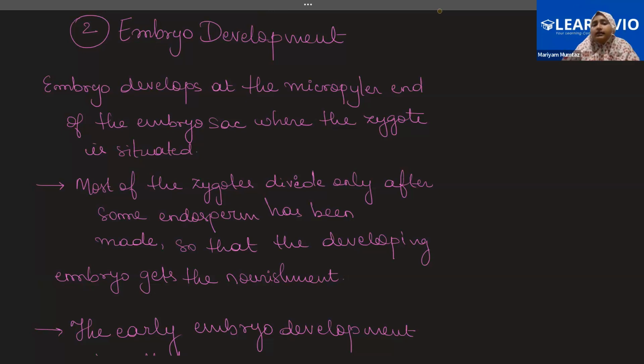Now, the second post-fertilization event that takes place is the embryo development. Embryo develops at the micropylar end of the embryo sac where the zygote is situated. Now see, the triploid PEN forms the endosperm. The diploid zygote will form the embryo.